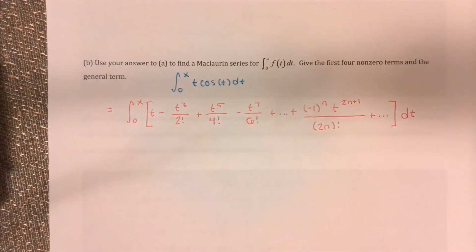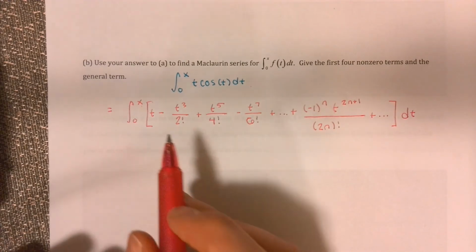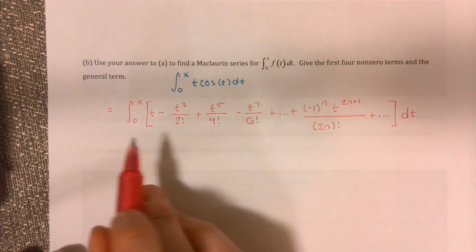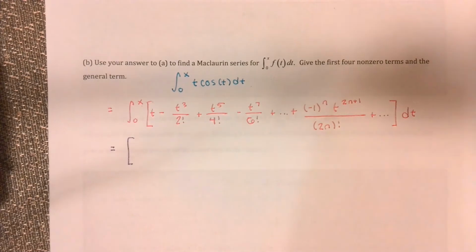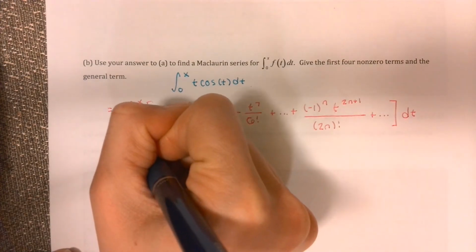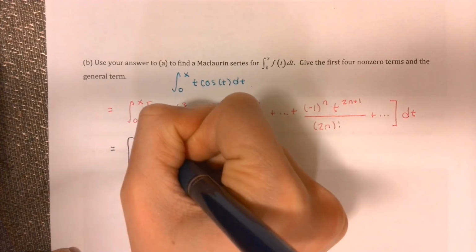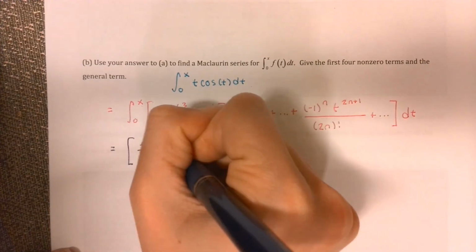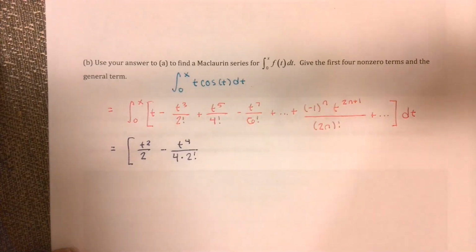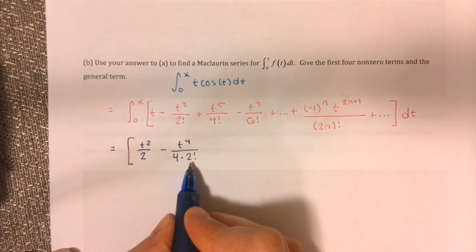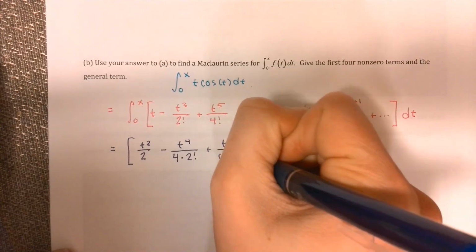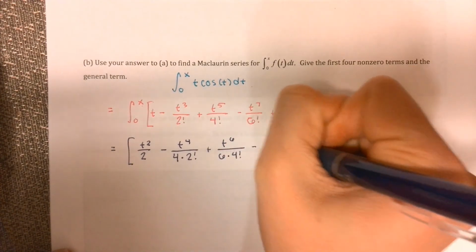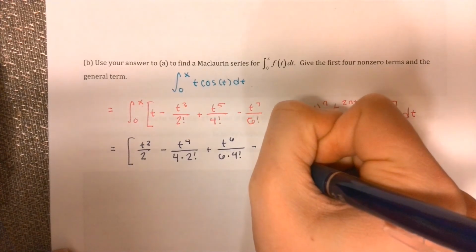Okay, so this looks like we're about to do the second fundamental theorem of calculus where we take a derivative, but we actually do want to integrate it this time. So if I integrate everything, and it is a definite integral, I do have bounds, no plus c, I get t squared over 2 minus t to the 4th over 4 times 2 factorial. Notice that just as I wrote 4 times 2 factorial, it does not mean that the factorial applies to that 4. It only still applies to the 2. Plus t to the 6th over 6 times 4 factorial minus t to the 8th over 8 times 6 factorial.